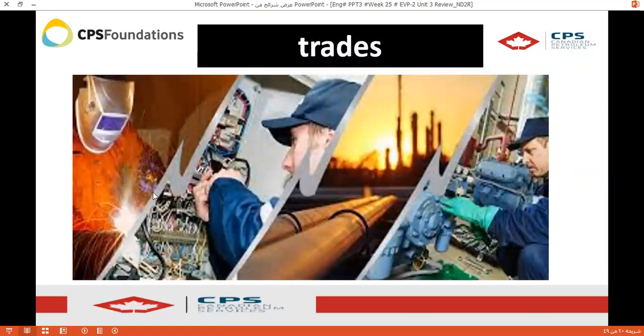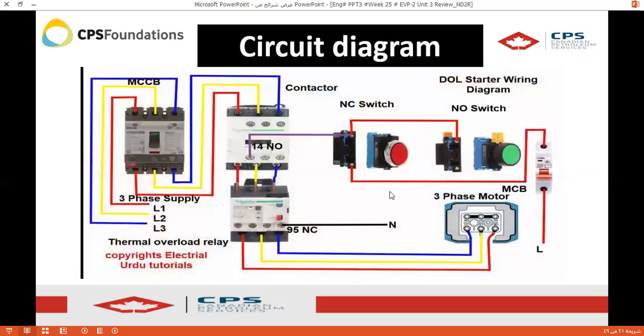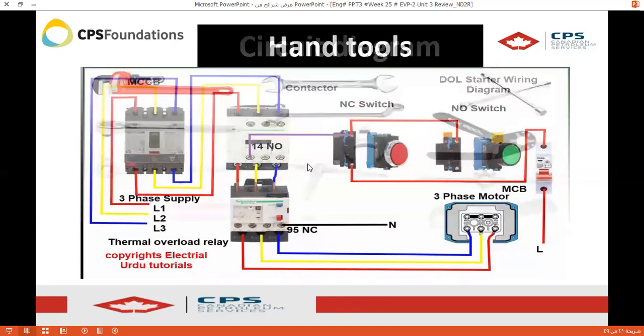Trades. Different jobs that people do. These are called trades. This is a circuit diagram. Electricians always work on circuit diagrams. A circuit is a wire which electricity runs in. Diagram is a design. So this is a circuit diagram of a building. It tells us where the electricity enters the building and how it goes around this building. This is called a circuit diagram.